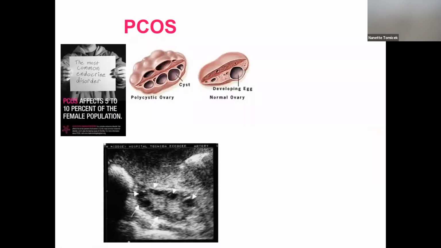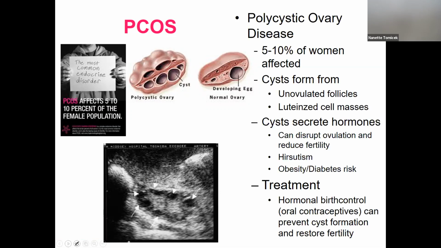Now, what happens if the corpus luteum doesn't degrade properly into the corpus albicans, or if you do have too many follicles around and they're not properly undergoing atresia? Well, then you are probably one of the 5 to 10% of women that has polycystic ovary disease, also known as PCOS. This is the most common endocrine disorder.